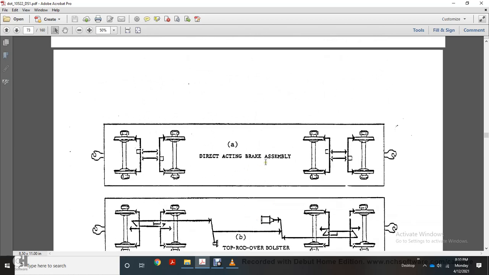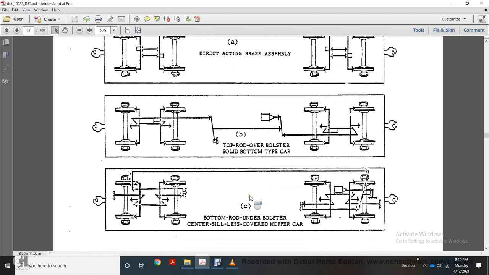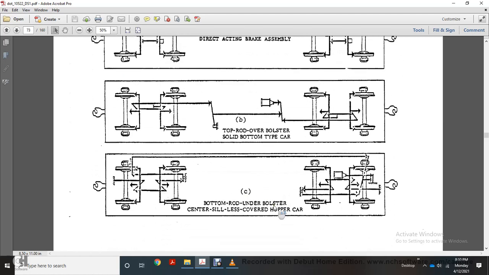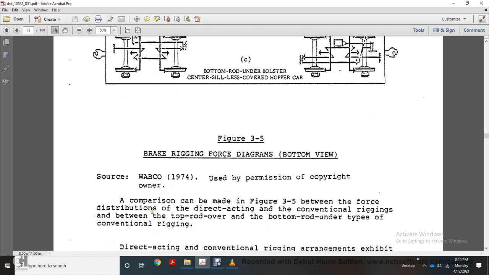Direct acting brake assembly. Top rod over bolster, solid bottom type car. Bottom rod under bolster, center sill, less covered hopper car. Brake rigging force diagrams, bottom view. WAPCO 1974, used with the permission of the copyright owner.